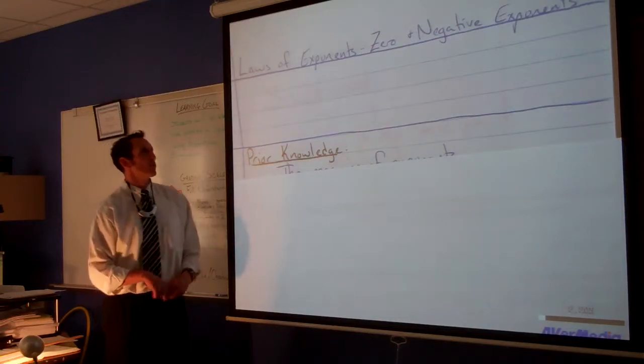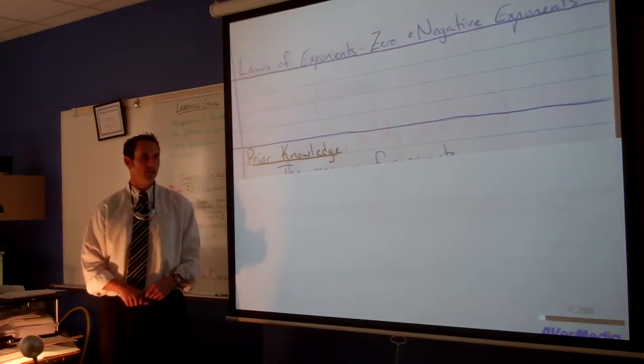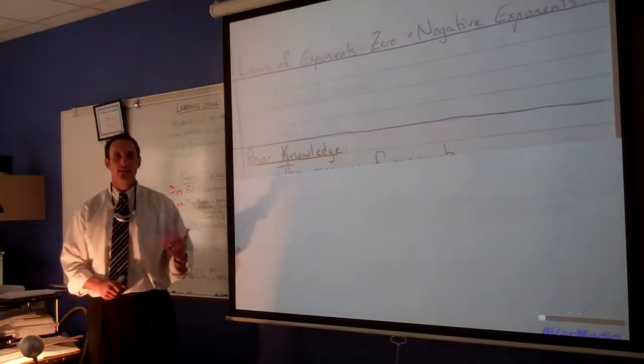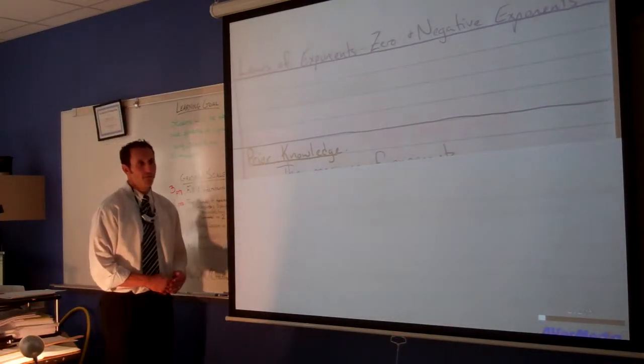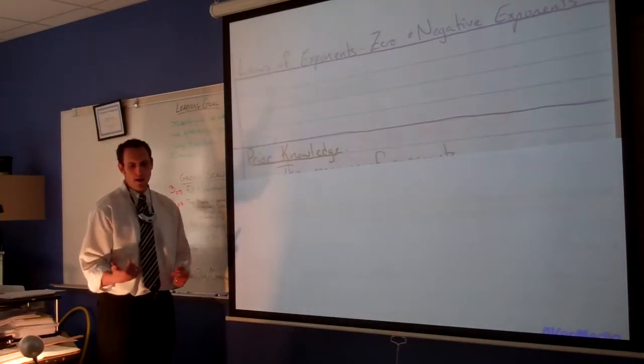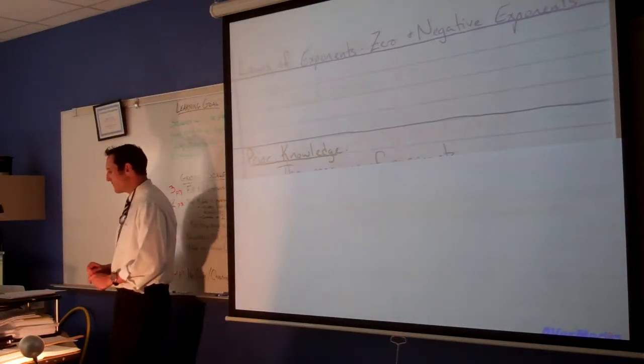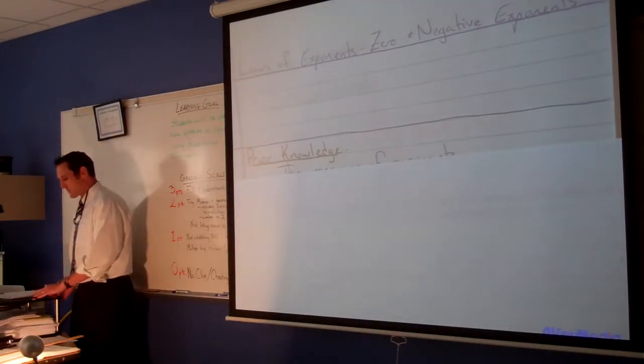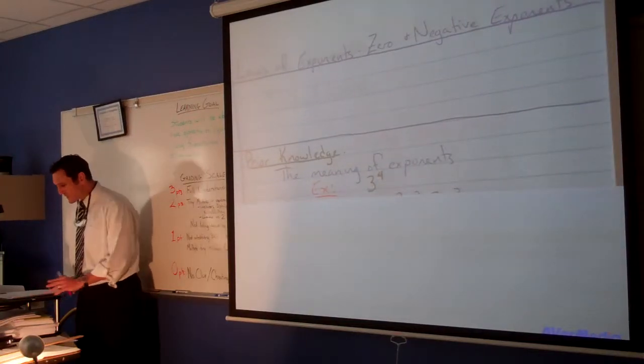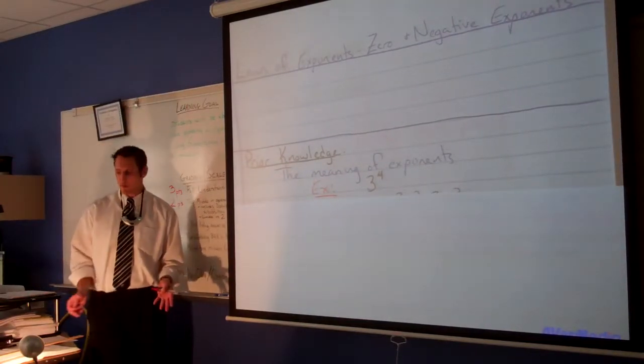The first law that we're going to talk about is zero exponent and negative exponents. But before we get there, we're going to dig into our prior knowledge of how exponents work. So all of the prior knowledge for exponents that we need to know is what the meaning of exponents are.